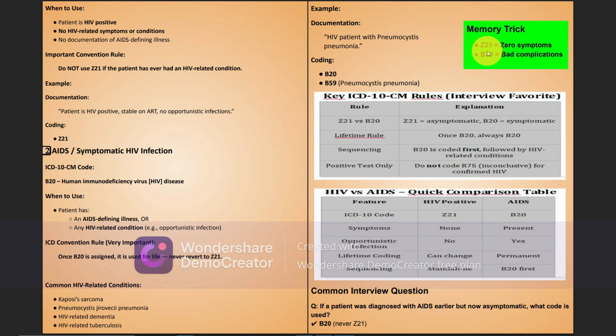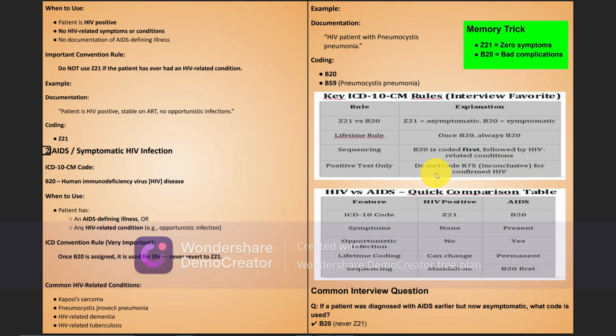Memory trick: Z21 is zero symptoms, it means no symptoms. B20 is bad, a complication with another condition; at that time we code B20 with the complication. Key ICD-10 rules for the interview: Z21 versus B20. Z21 is asymptomatic, B20 is symptomatic. Lifetime rule: once B20, always B20. Sequencing: B20 is coded first, followed by the HIV related conditions.